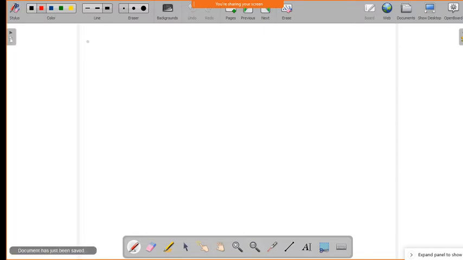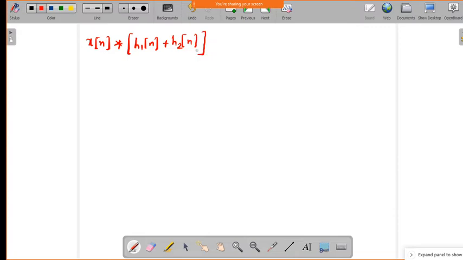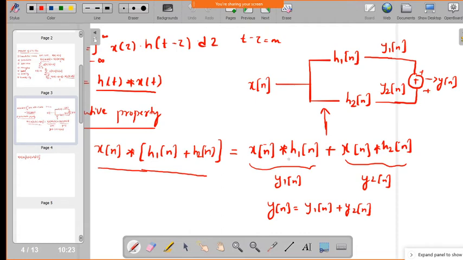So now take the left hand side, which is in the discrete time domain, that is x of n convolution h1 of n plus h2 of n. Now write the equation in the summation form. Whatever we have seen in the block diagram, I will take the same equation, that is y of n equal to y1 of n plus y2 of n.